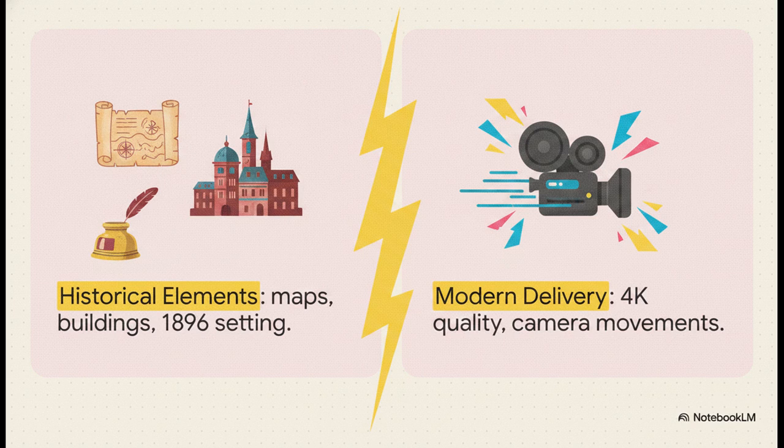On one side, we have our antique subject matter, historical maps, old buildings, the 1896 setting. But on the other side, we have highly modern delivery mechanisms, 4K quality, dynamic camera movements. The blueprint relies on the fact that to make old history palatable to a fast-scrolling audience, it absolutely must be injected with the adrenaline of modern media production.